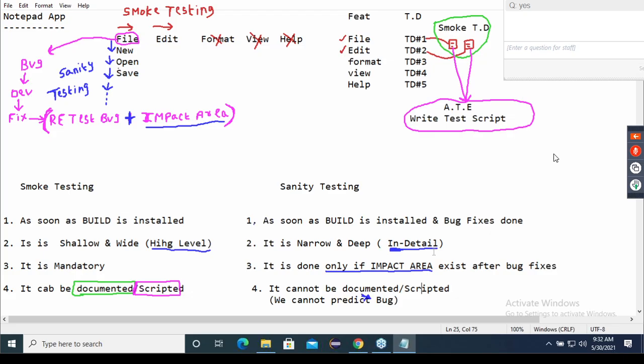You don't show your talent in the interview. Your talent is very dangerous talent. So don't tell me, sir, I want to talk in my own English. You don't talk in your own English. Whatever I've written here, you write neatly, understand, then you tell in the interview. But remember, mainly they'll ask you: sanity cannot be documented or scripted, but smoke can be documented. Why? That answer you should tell.